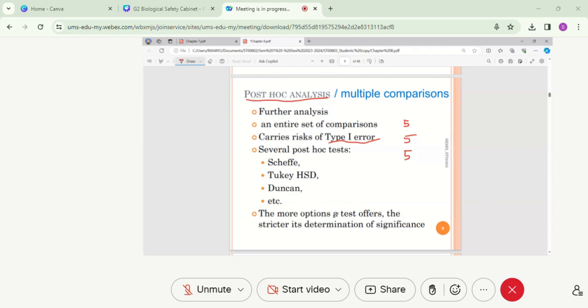Now, the more options a test offers, the stricter the determination of the significance will be. Overall, you don't need to do anything to the level of significance or the alpha. In this case, we call it the nominal alpha. Tukey, Duncan and other post-hoc analyses have been formulated in such a way that they control the risk of type 1 error.